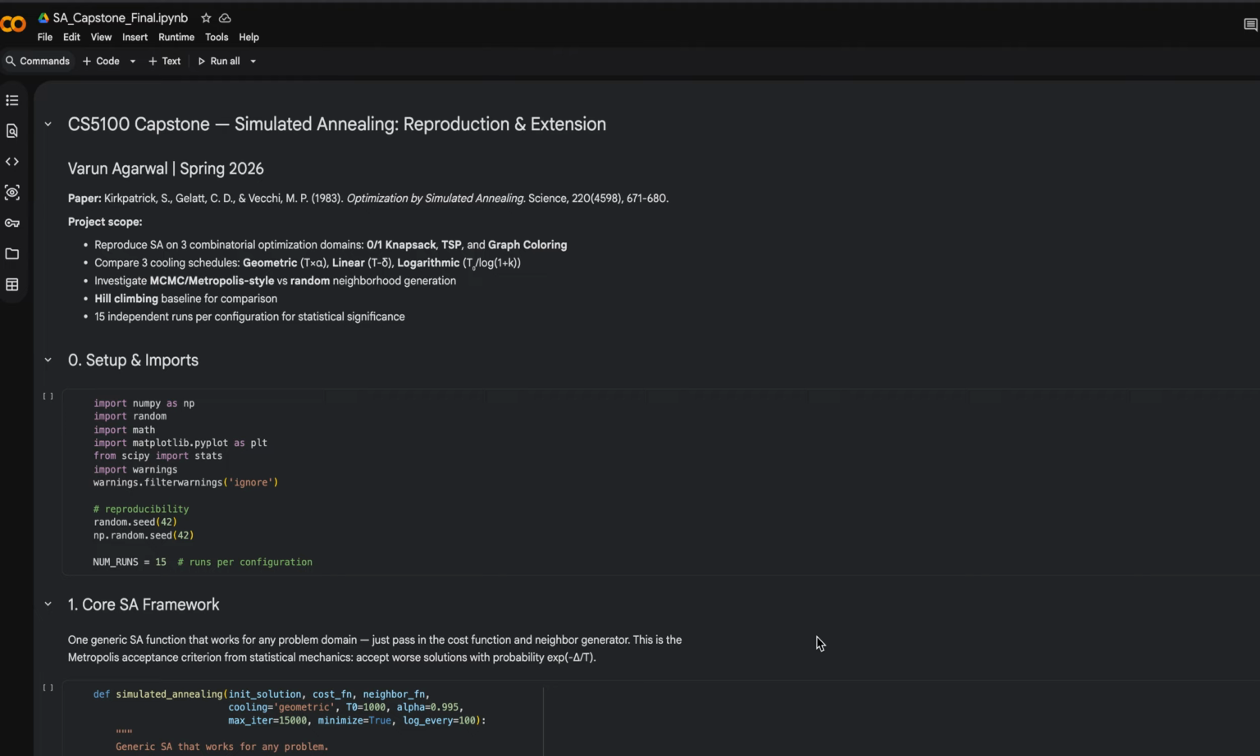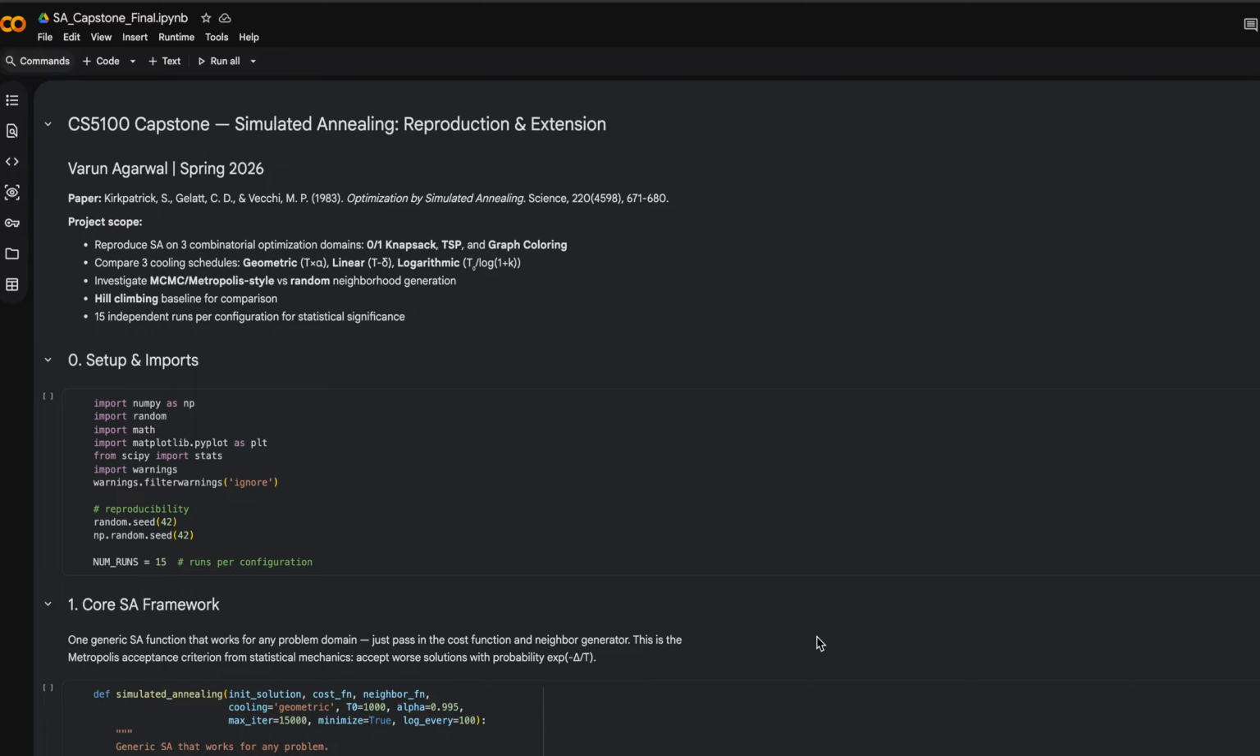The idea comes from basically metallurgy. When you anneal metal, you heat it up so atoms move freely, then slowly cool down so they settle into a few low energy structures. Cool too fast and you get a brittle disordered material. That's basically a local optimum. SA does the same thing for optimization.